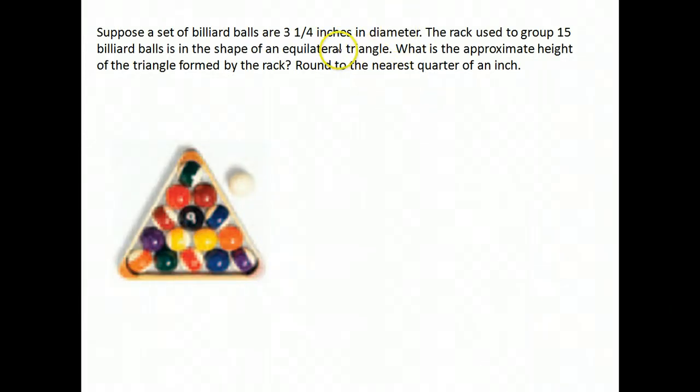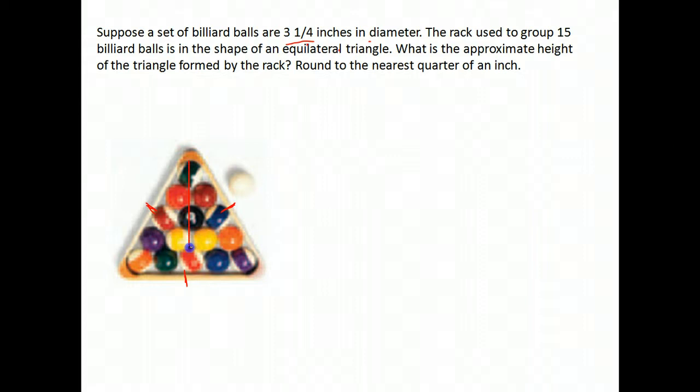All right, I've changed the numbers on this from yours, so make sure you take note of that. It says, suppose a set of billiard balls was 3 1/4 inches in diameter. The rack used to group 15 billiard balls is the shape of an equilateral triangle. What's the approximate height of the triangle used to form the rack? So they showed us a rack here. It's an equilateral triangle, so we know all sides are the same length.